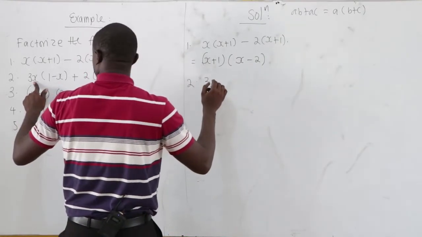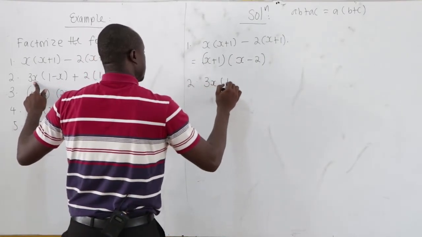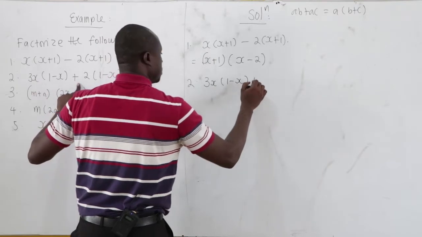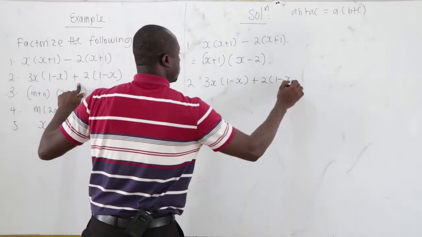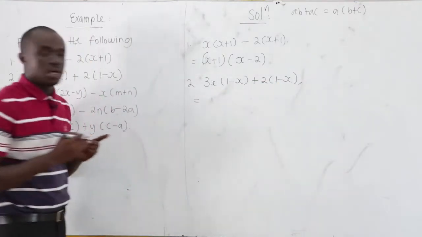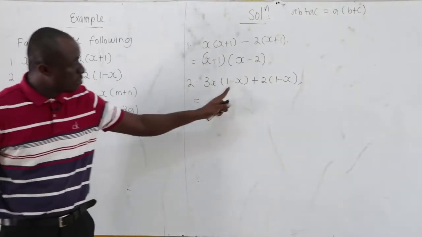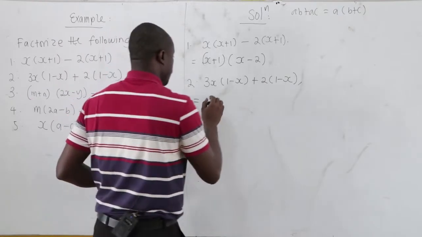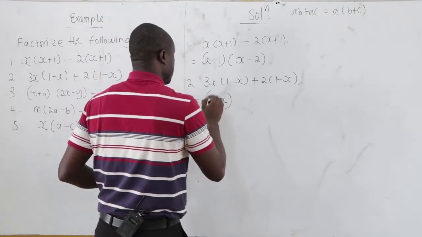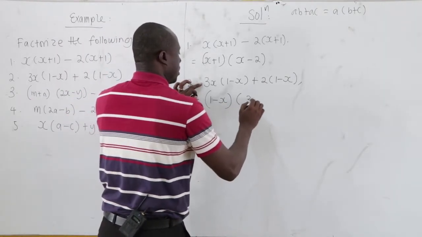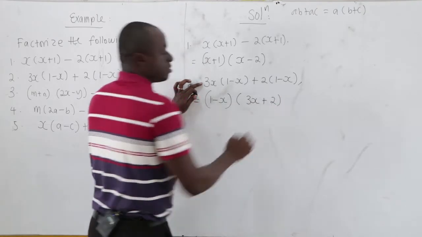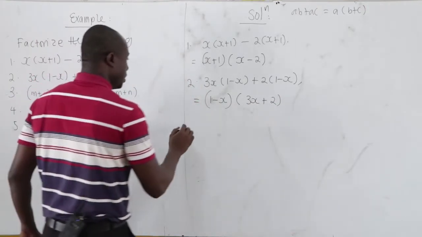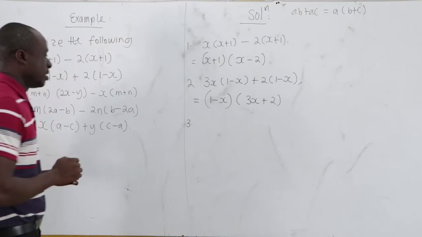Now let's see question number 2. We have 3x(1 minus x) plus 2(1 minus x). Now with this, what is common? You can see 1 minus x, 1 minus x common. Bring the 1 minus x out. What is left here? We have 3x plus 2. Now let's see question number 3.